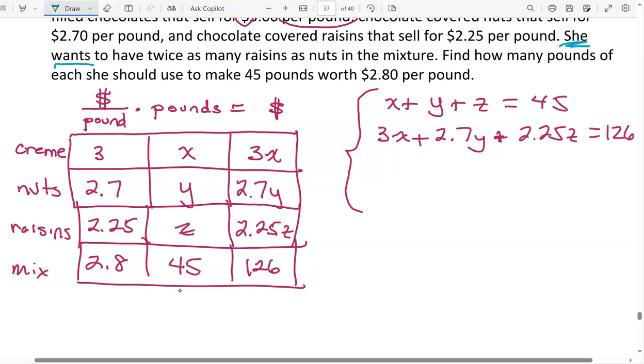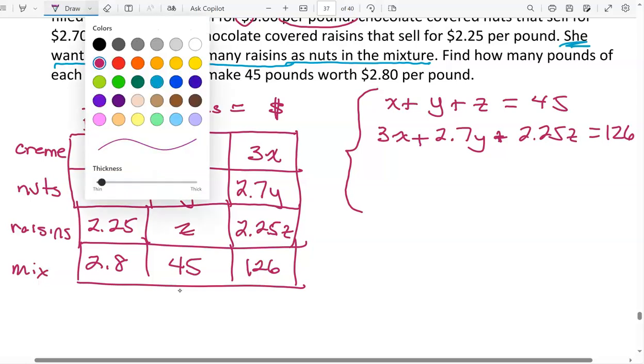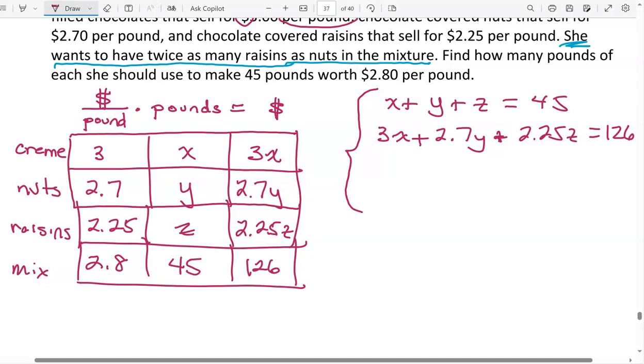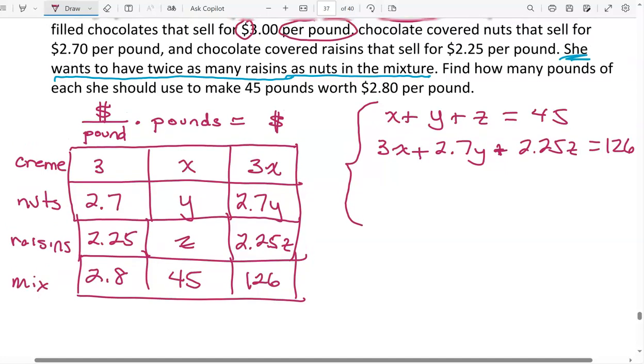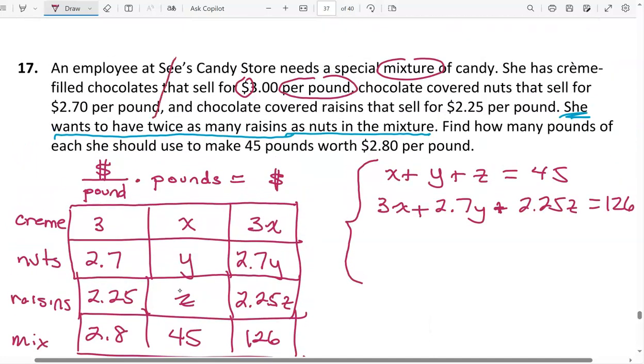So here's a sentence that tells us that she wants to have twice as many raisins as nuts in the mixture. So if there are twice as many raisins as nuts, that means that the number of raisins is equal to 2 times the number of pounds of nuts. So if there are twice as many, raisins is going to be bigger. We take the smaller number and multiply it by 2.